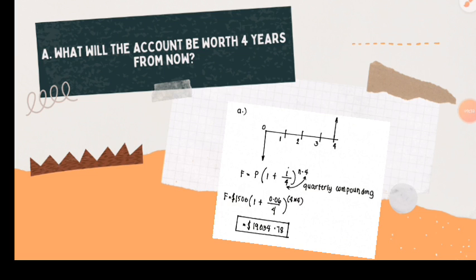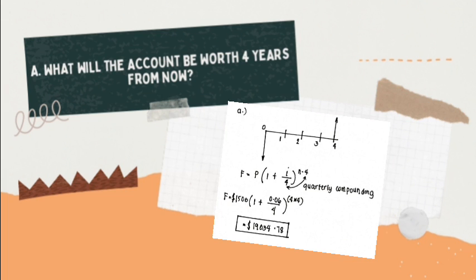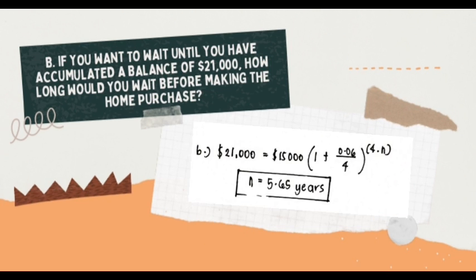So F is equal to $15,000 times (1 plus 0.06 over 4) raised to 4 times 4. So it is equal to $19,034.78.